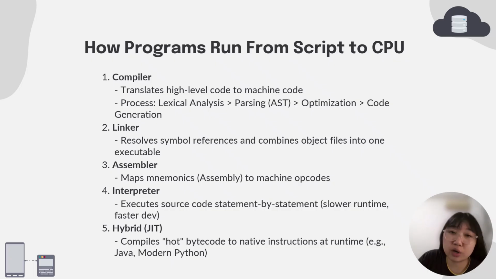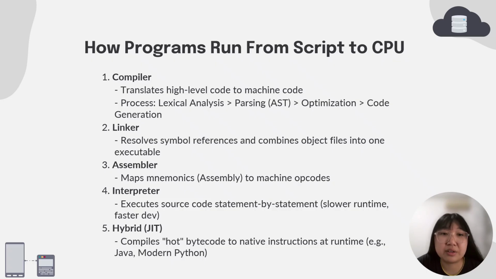Next, let's talk about how our code actually becomes CPU instructions. When we write a program in a high-level language like Python or C, the CPU can't understand it directly. The CPU only understands machine code, which is binary. The conversion process normally involves the compiler, which translates the whole high-level code into machine code. It goes through steps like lexical analysis, syntax parsing, semantic checking, optimization, and code generation. Next is the linker. After the compiler breaks your code into object files, the linker connects everything together into one final executable program.